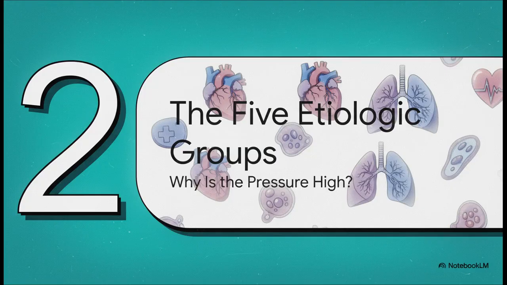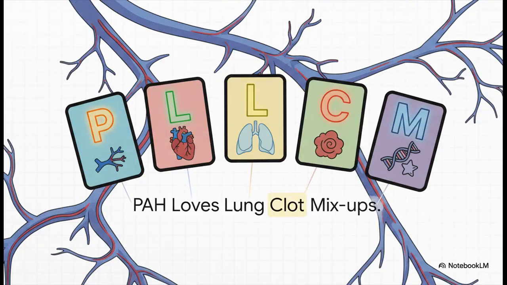So we have a number, but that doesn't tell us why the pressure is high. And with pulmonary hypertension, the why is, well, it's everything. The cause is what dictates the entire workup and treatment plan. And this brings us to the super important WHO classification system. And to make this really easy to nail down for the PANCE, I've got a great mnemonic for you. Pa loves lung clot mix-ups. Seriously, commit that little phrase to memory and you'll be able to pull up the 5 major groups in a snap. Let's break down what each of those letters stands for.